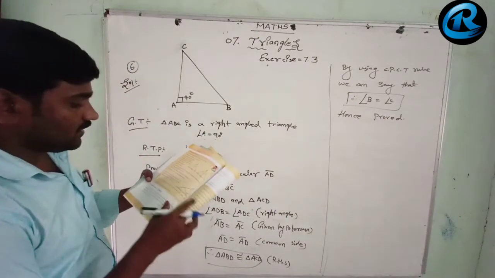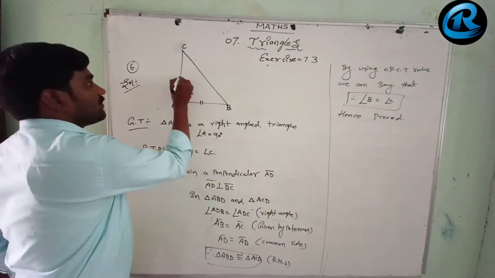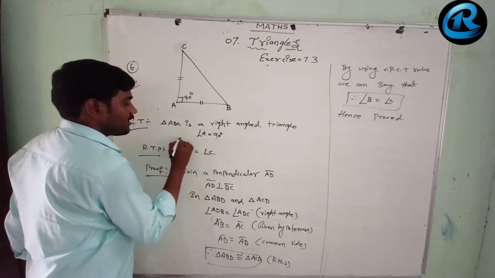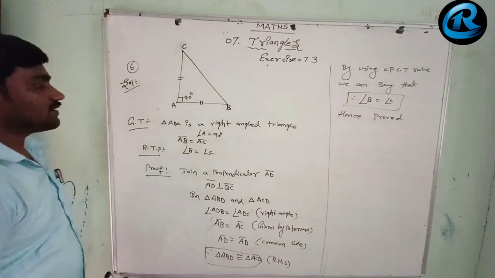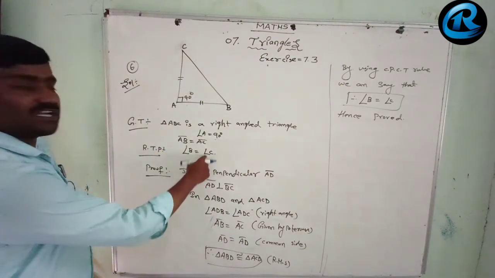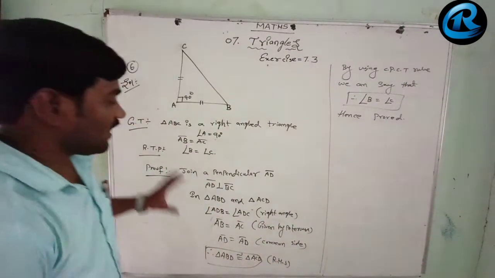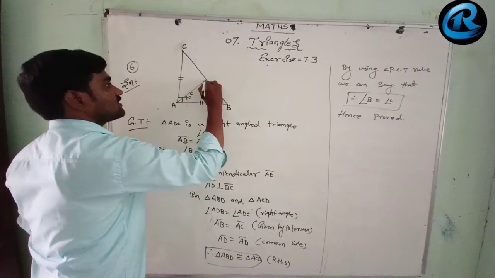Again, what he gave, let us see. And AB equal to AC. Here AB equal to AC is given. Here we write AB equal to AC. Given that. Then what we have to prove? Show that angle B equal to angle C. Same as before, we have to prove further. So angle B equal to angle C has to be proved.